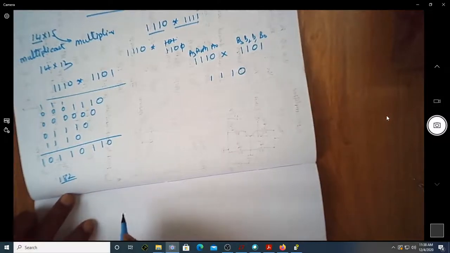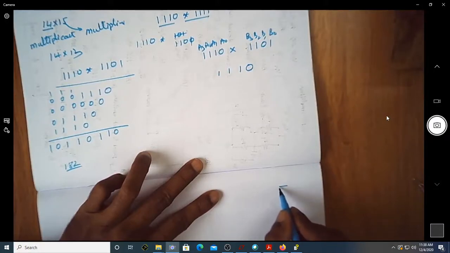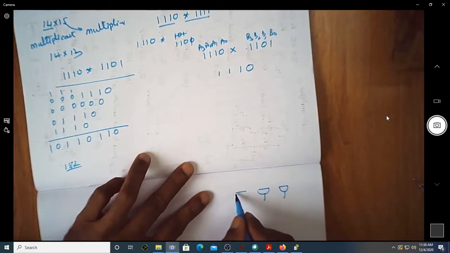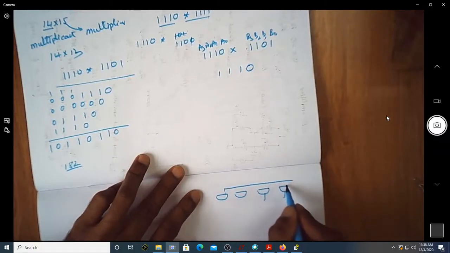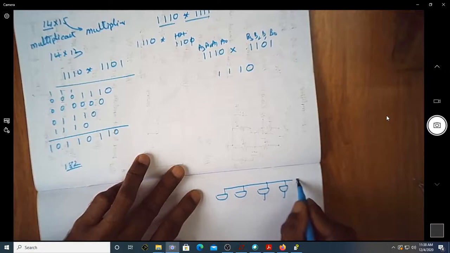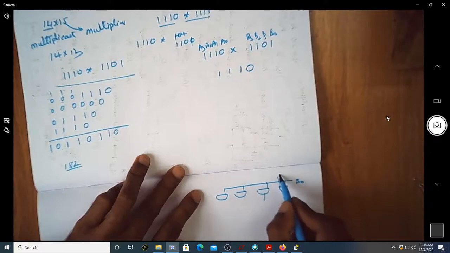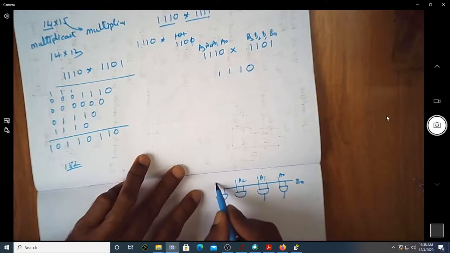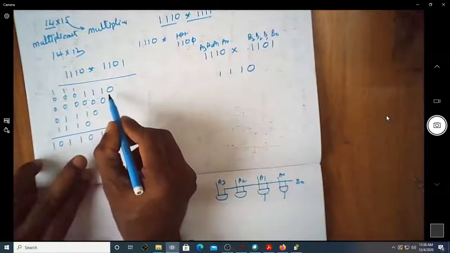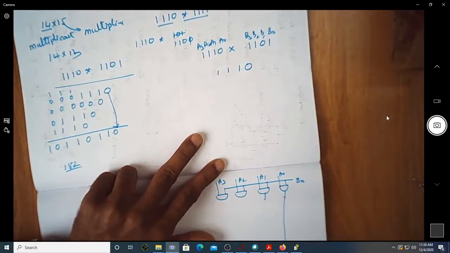So you can just think of having, let me start writing it simultaneously. This is my AND gate, this is again my AND gate, this is my third AND gate, and this is the fourth AND gate. For all of them, one of the inputs is common, which is coming from my b0. The other input is coming from a0, a1, a2, a3.